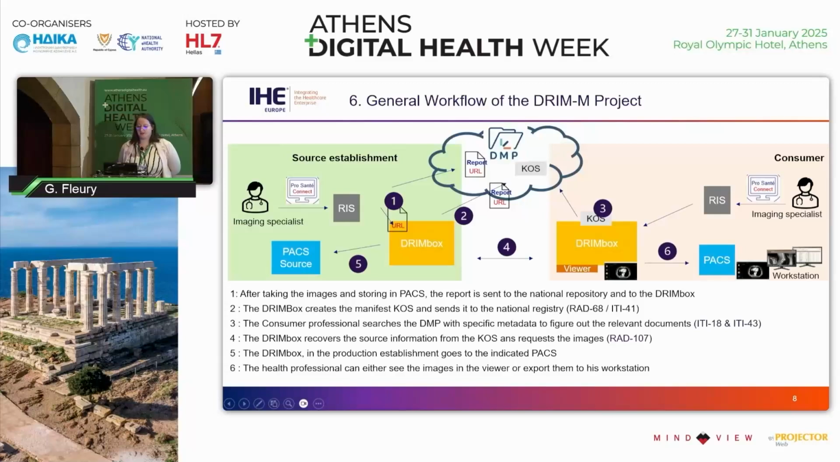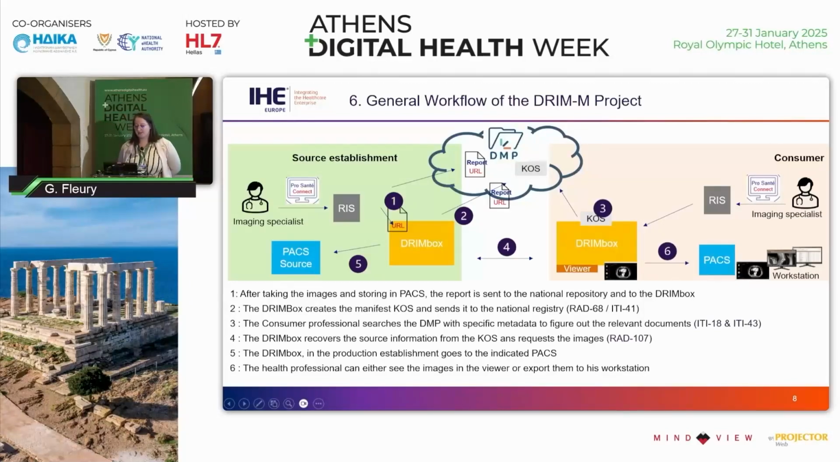And the DRIM-Box creates the manifest cost associated by getting information from the packs and getting information from the report to create all the information necessary, and then send the manifest cost to the national repository. That's step 2. On the third step, on the consumer side, the professionals that need access to the image can search the national repository with metadata that are specific. I'm talking anatomical region and modality, among others.